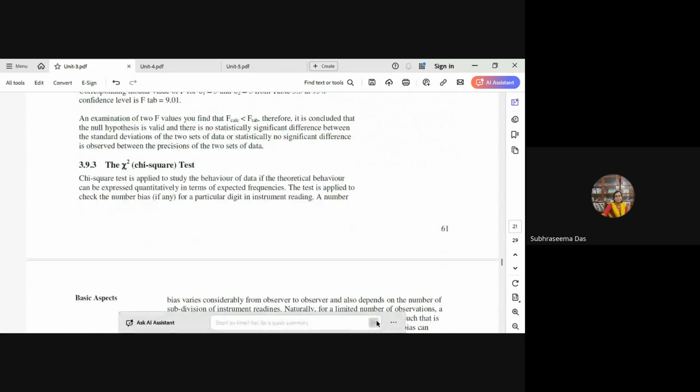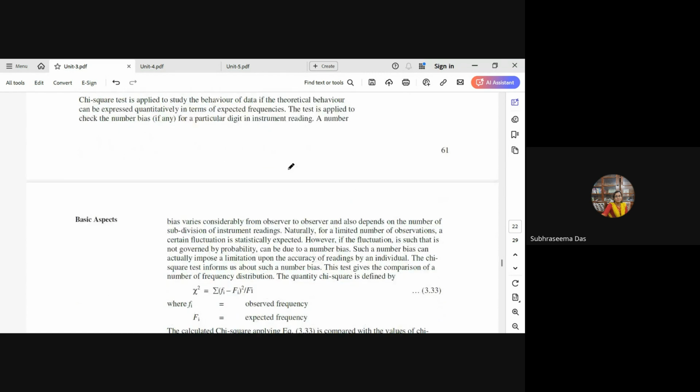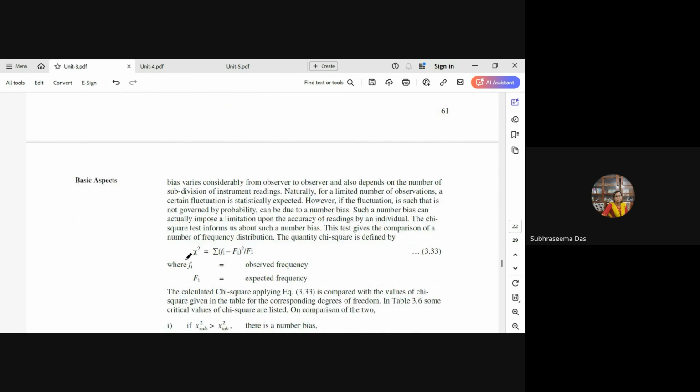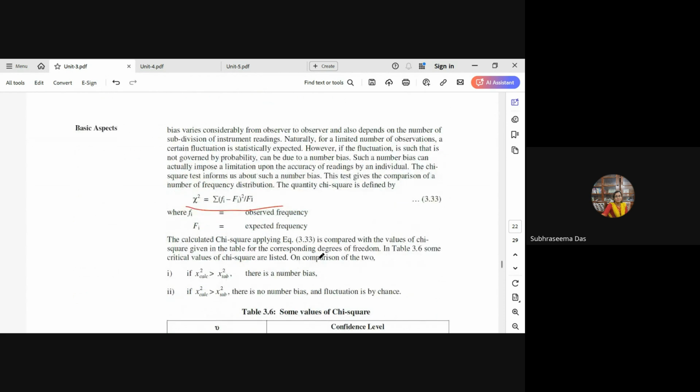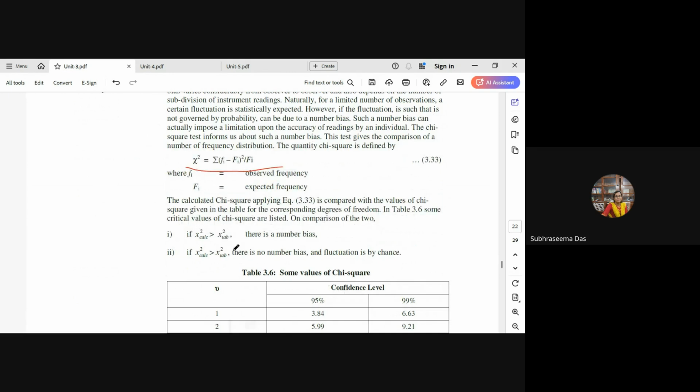Then coming to the chi-square test. The chi-square test compares your data in terms of frequency, so a number of observations are taken. The chi-square quantity is defined as sigma (fi minus Fi) whole square upon Fi, where small fi indicates the observed frequency and capital Fi indicates the expected or theoretical frequency. Here we have this comparison in table 3.6.